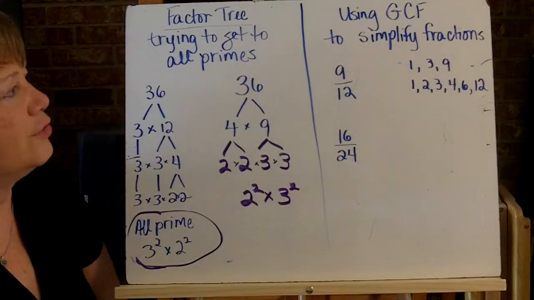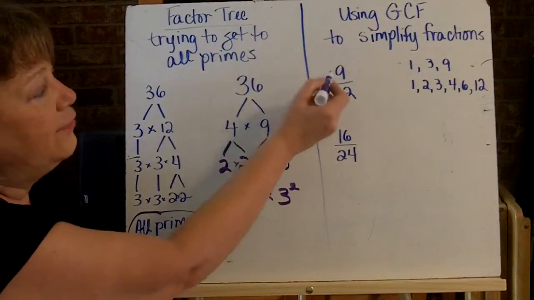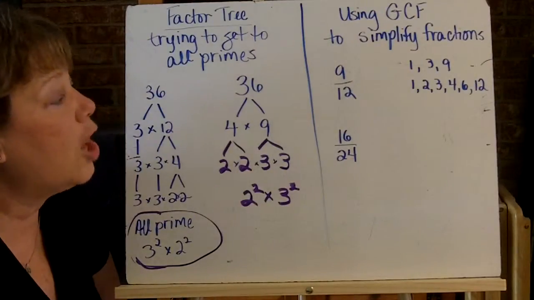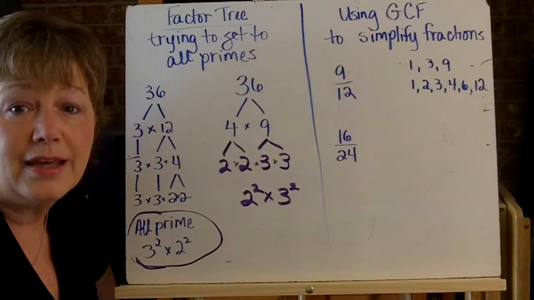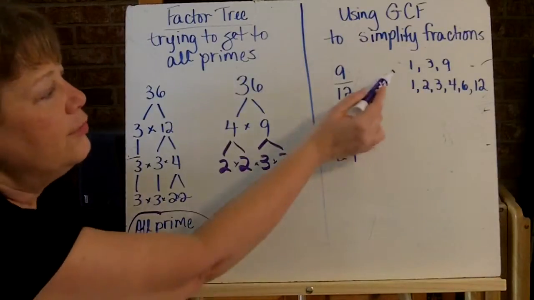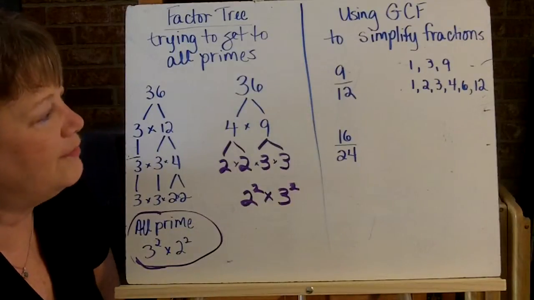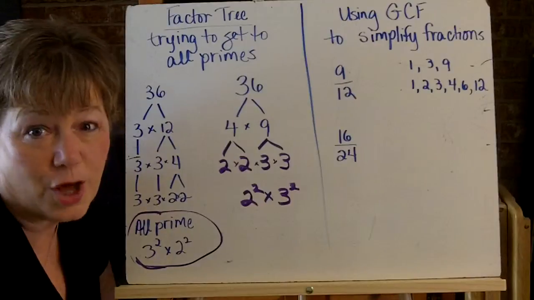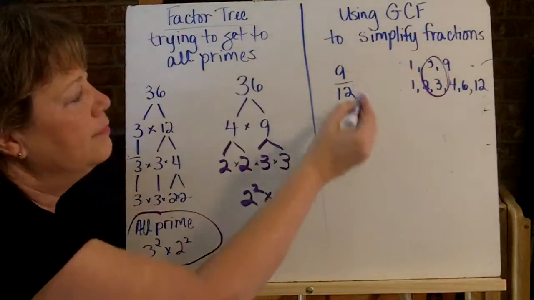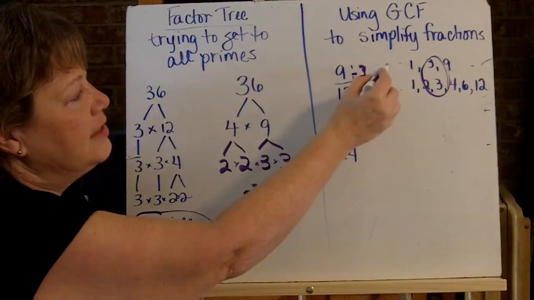Now, another use of factors is finding the greatest common factor to simplify a fraction. When I see the fraction 9/12, I know that it's not in its simplest form. There is a common number that divides into them both. If you find the greatest common factor, that tells you what it is. So here are the factors of 9. Here are the factors of 12. What is the greatest common factor? Now, the lowest common factor is always 1. That won't work. We're looking for the greatest common factor. That is 3.